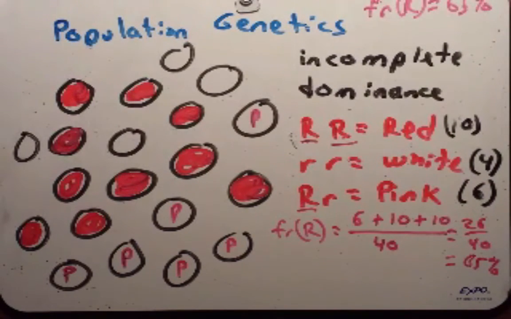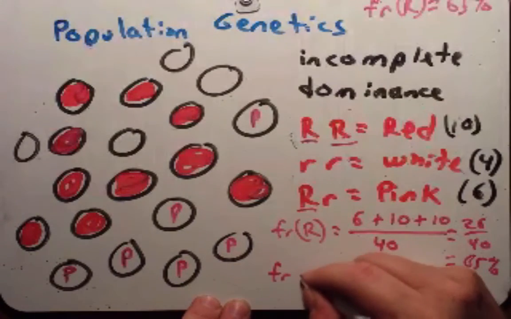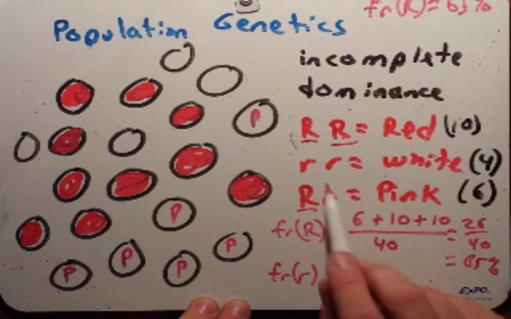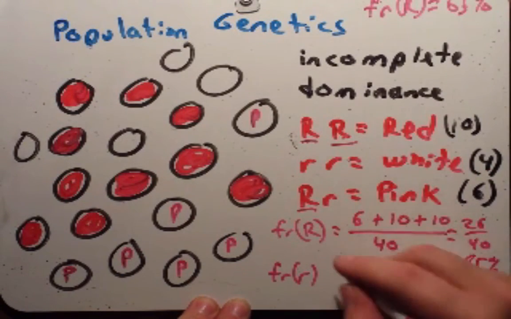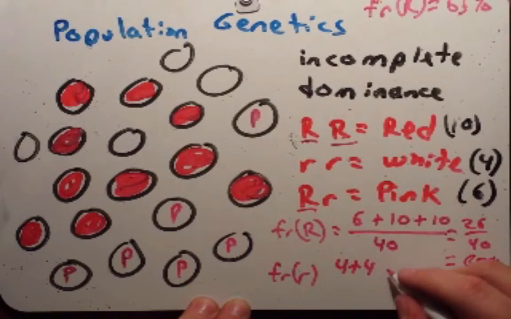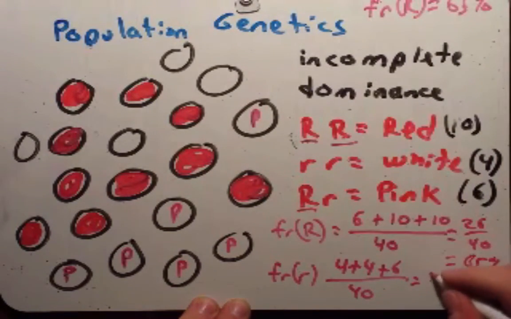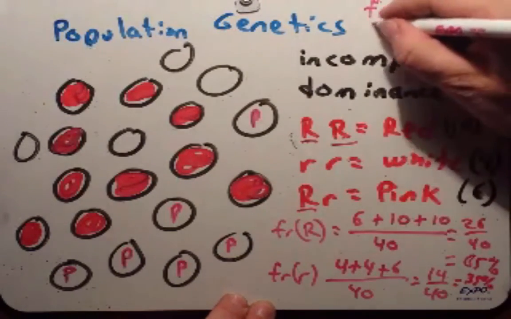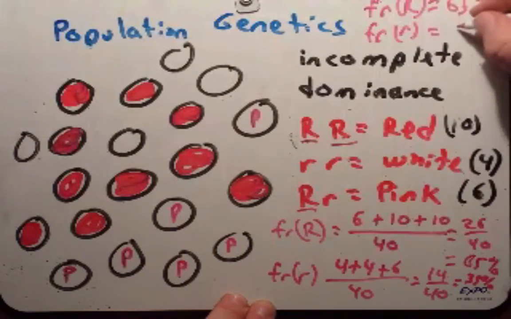The frequency of little r should be 35%, but I think it's always good to go ahead and go through this whole process again, just to make sure we didn't make a silly math error. So the frequency of little r: big R red ladybugs don't give us any little r's. The white ones give us 2. There are 4 individuals, so it's going to be 4 plus 4. And then we get 1 per heterozygote, so we have to add 6. And we still divide by 40, and we end up with 14 divided by 40. And that does hold true and gives us 35%. So the frequency of little r is equal to 35%.